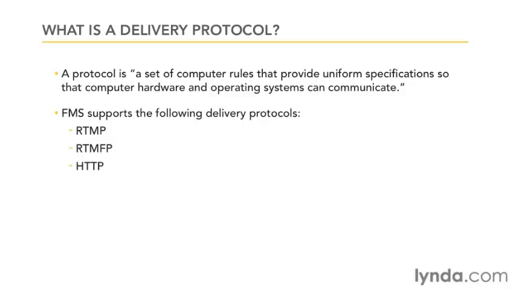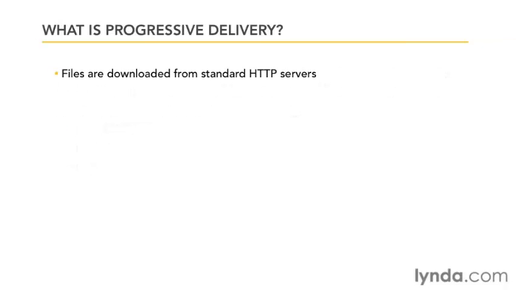Once a delivery protocol is established, then there are various methods of sending that video data over that connection. Let's look at two of those methods, progressive delivery and streaming. Progressive delivery, or progressive download, is the most basic form of video delivery. The file is served from a standard web server through an HTTP request, just like a normal web page or any other downloadable document. This is the method that sites like YouTube and Vimeo use for serving their videos.